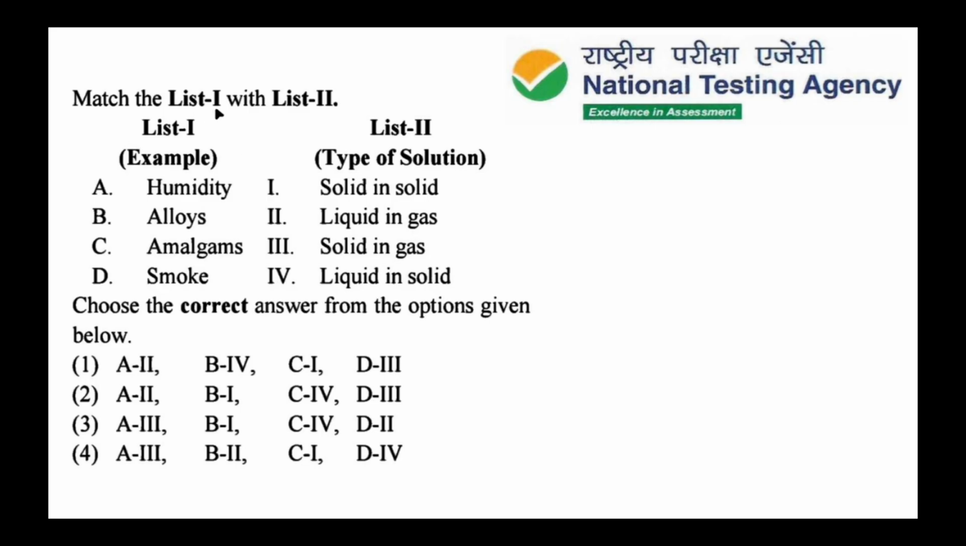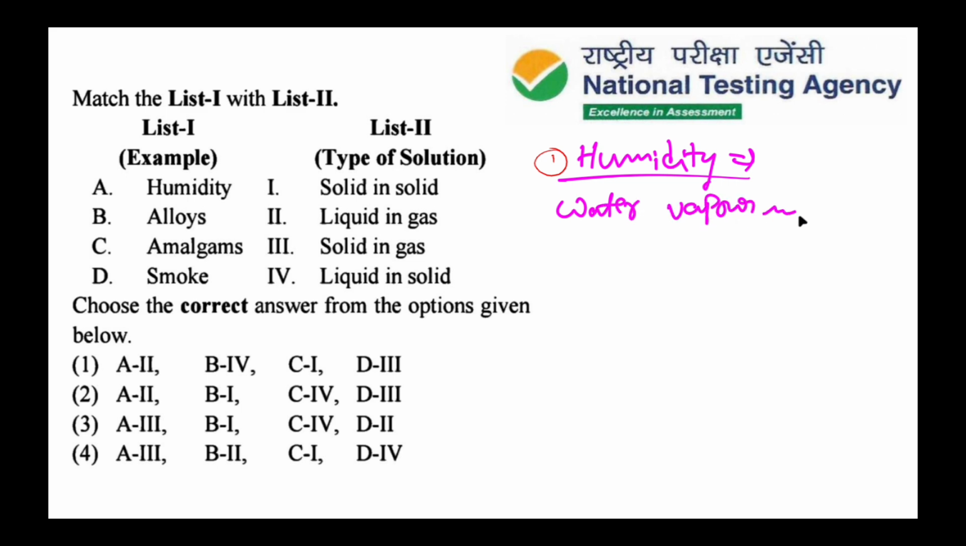The next question is match list 1 and list 2. In list 1 they gave humidity, alloys, amalgams and smoke, and in list 2 the types of solutions. Number 1 is humidity. Humidity means the water vapor present in air. So it is a liquid in gas type of solution. So humidity is liquid in gas.